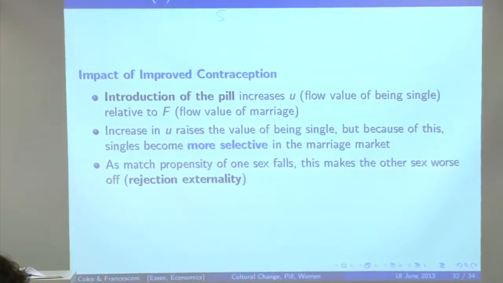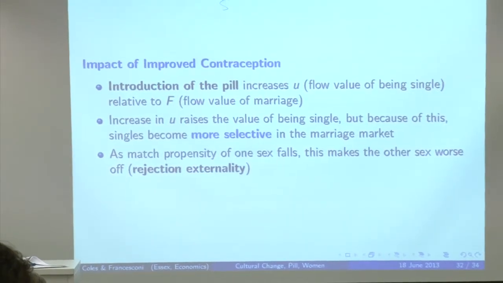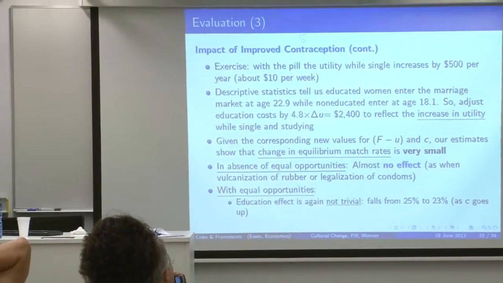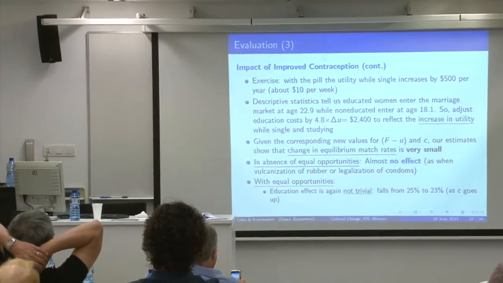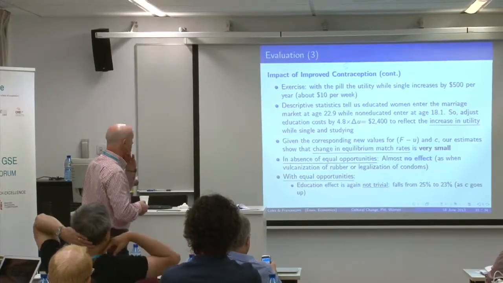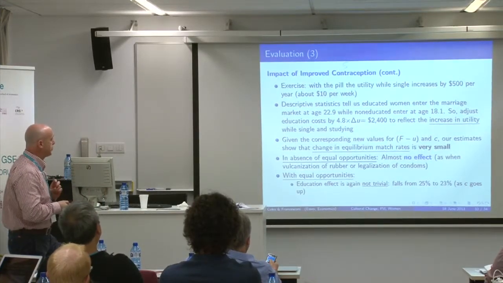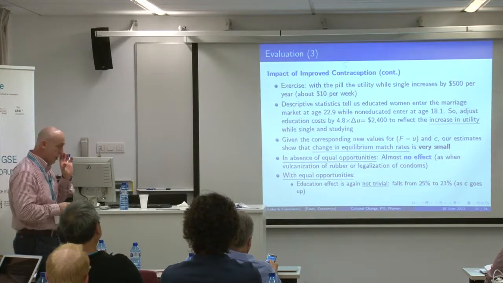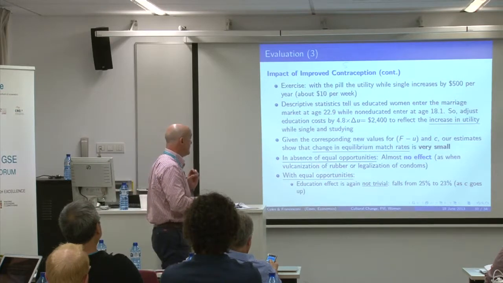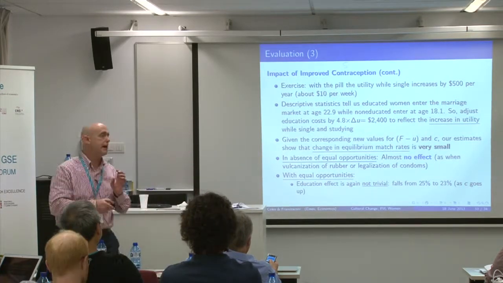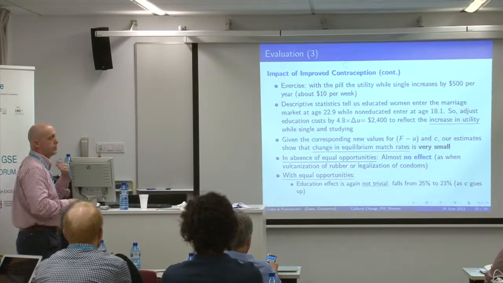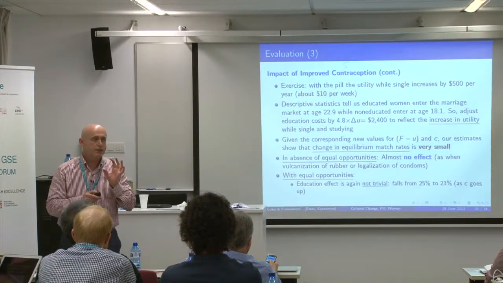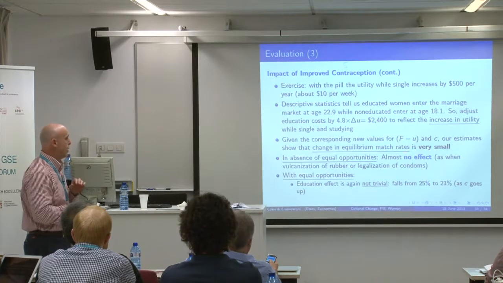The impact of improved contraception, instead, we do by increasing the value of you. This is again totally arbitrary. We say, suppose that you goes up by 500 per year, which is about $10 per week. What happens? After we've done all these adjustments, the changes in all the relevant statistics that we are interested in are very, very small, very tiny. The changes in equilibrium match rates, as well as in participation rates and education rates, are basically negligible. So in the absence of equal opportunities, we find basically no effect.